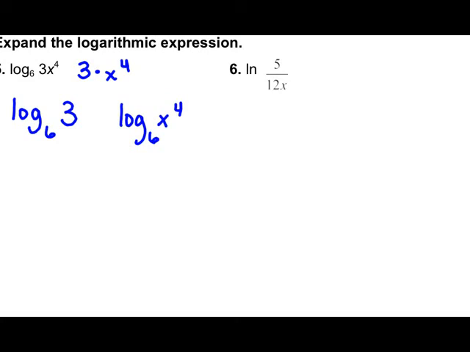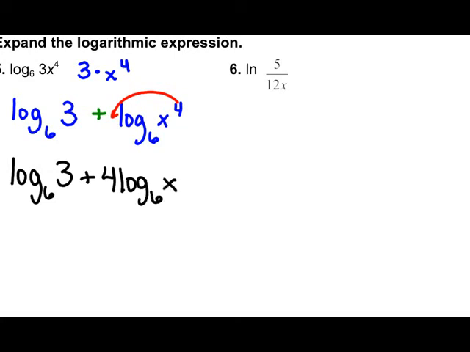Now I have to change my multiplication. Multiplication becomes addition. And my last step is any exponents I have need to go down in front of the logarithm and become a coefficient. So it's log base 6 of 3 plus 4 log base 6 of x. And I am done with that math problem. I have no more exponents and everybody has a log.